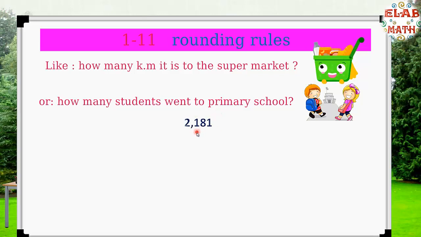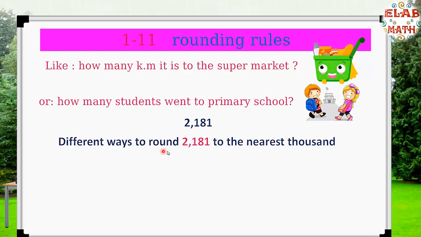Here we have this example. We have 2,181 and we want to round this number. We have different ways to round any number, to the nearest thousand, nearest hundreds, nearest tens, as we will see in this lesson. To make rounding, we have two ways.